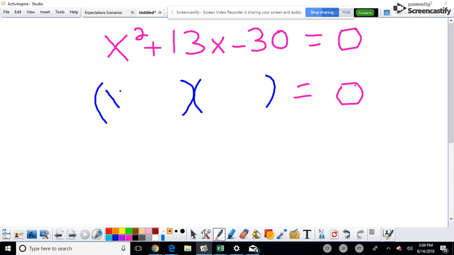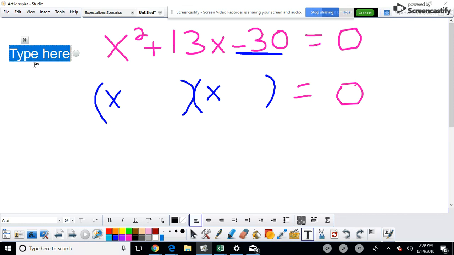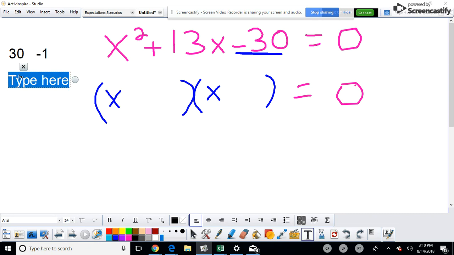Let's put our x in here. Now we need factors of negative 30 that add up to 13. We have a couple of ways we can make 30. We can do 30 and negative 1. You can do 15 and 2. You can do 6 and 5. And you can do 10 and 3. I think that's all of them for the most part.